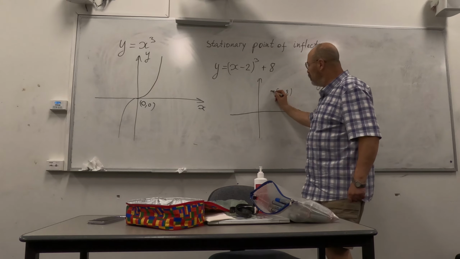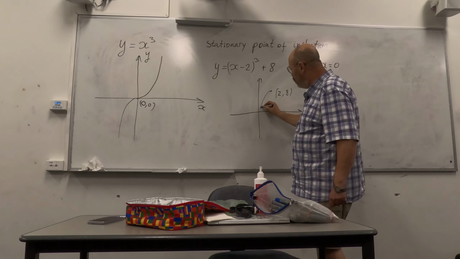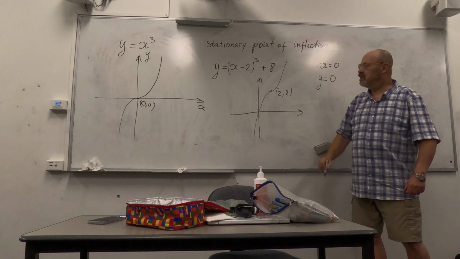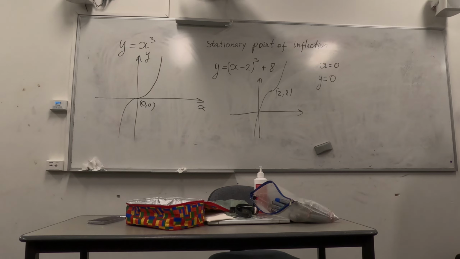So that will be the graph. When you're graphing, you show the inflection like this. That will be the graph translated 2 to the right and 8 up. This is what to draw. Make sense?